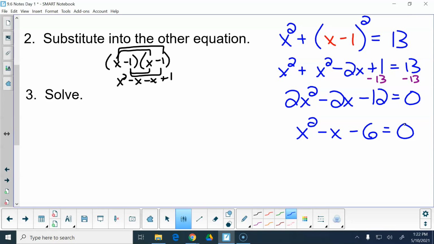Then I say to myself, what are two numbers that multiply together to be -6 and add to be -1? And I would say, well, self, how you doing? That's -3 and +2. Now what do I do?